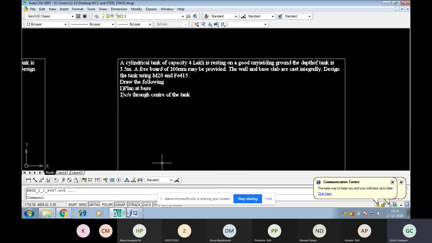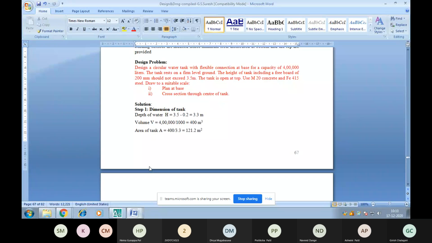So here are some design steps we can see. We all learned in the class. Note the given details first. First, the capacity of tank is 4 lakh liters. It is in liters, 4 lakh. Convert it into volume, that is meter cubed. So 4 lakh divided by 1,000, we get 400 cubic meters as the volume, that is the capacity of the tank to be designed.